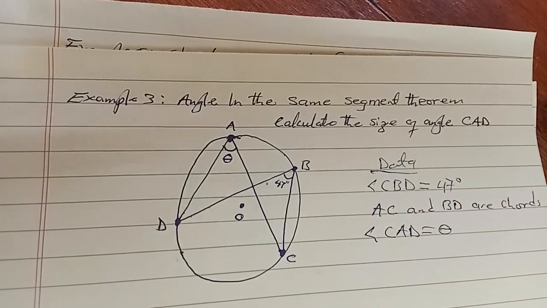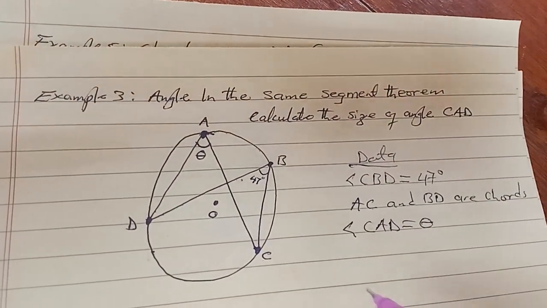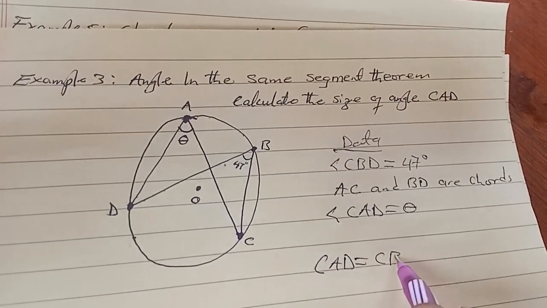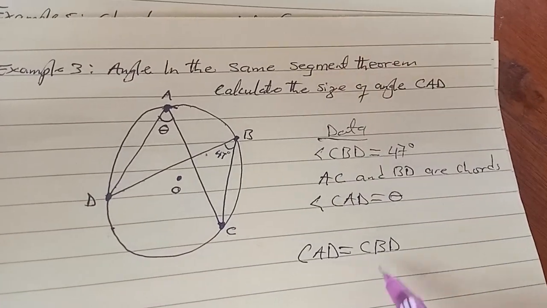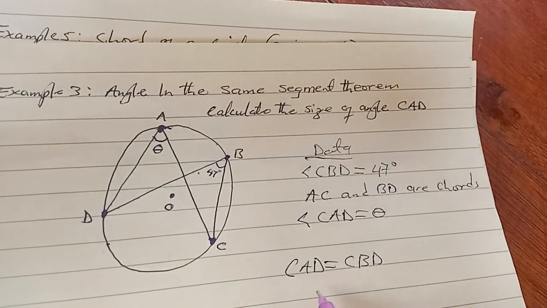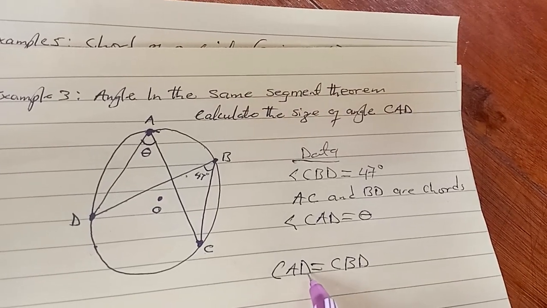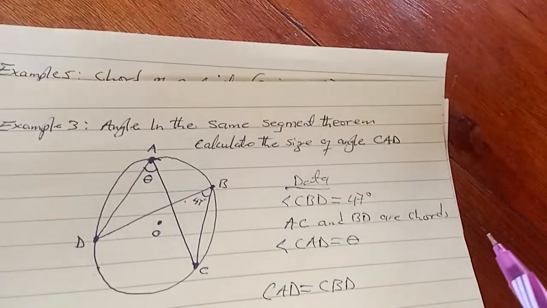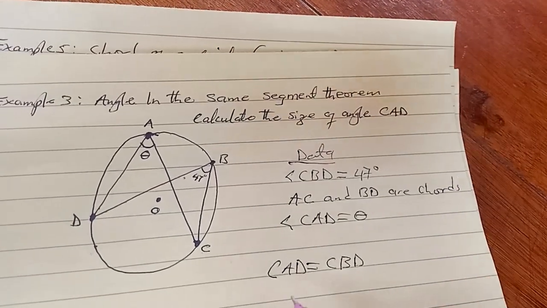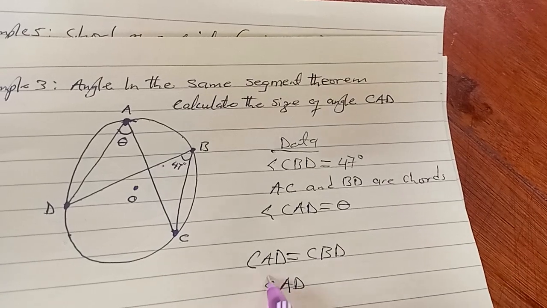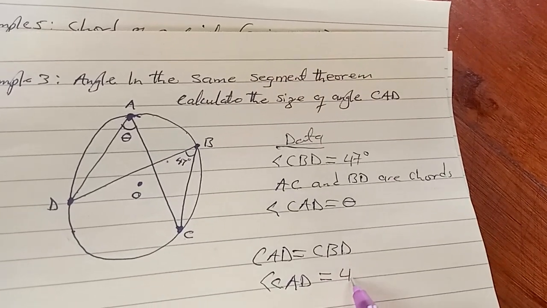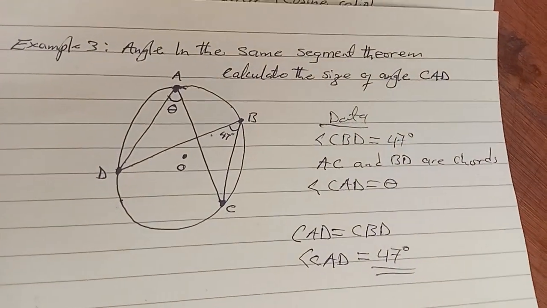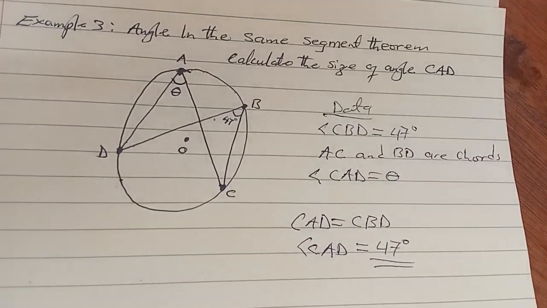Now, with that understanding, we can also see that CAD is equal to CBD, right? If CAD is equal to CBD, then your answer can be found now, right? Because we are asked to find CAD. So our angle CAD can just be equal to 47 degrees. So you see, some of these problems you take to be very difficult are very easy, very easy.